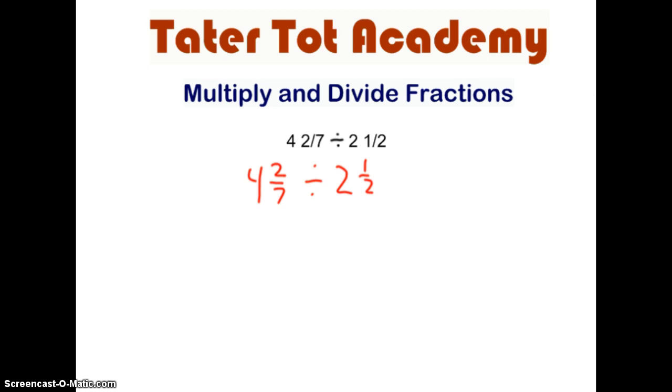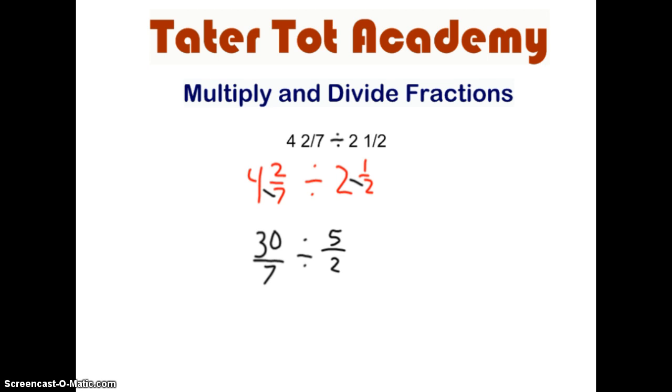So I'm going to multiply the 7 times the 4 to get 28, plus the 2 to get 30. And I'll have 30 over 7. And then we're going to divide that by, I have a 2 times 2, which will give me 4, plus the 1 on top will give me 5/2.